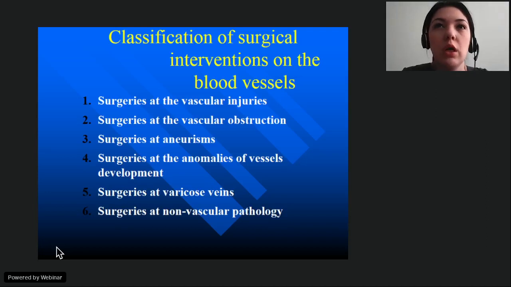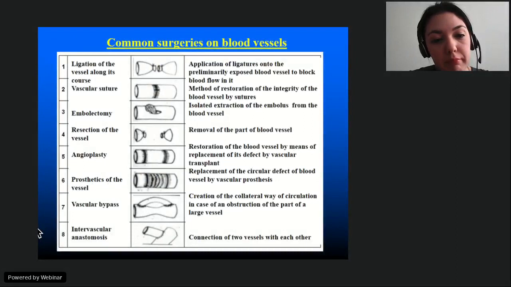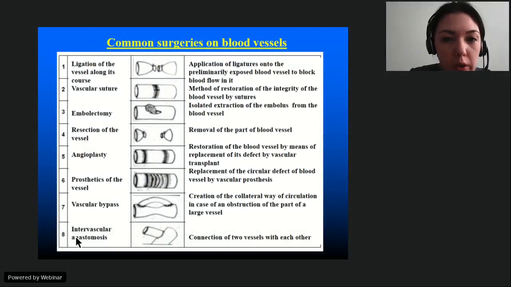Sometimes we perform surgeries in the vessels when there is no vascular pathology, and we will also talk about it later. Okay, so what are they? Common surgeries on blood vessels.